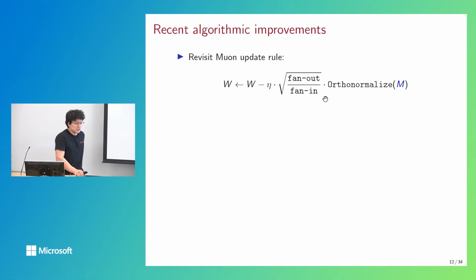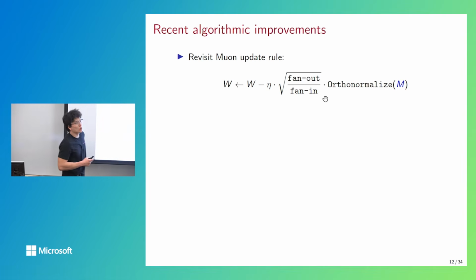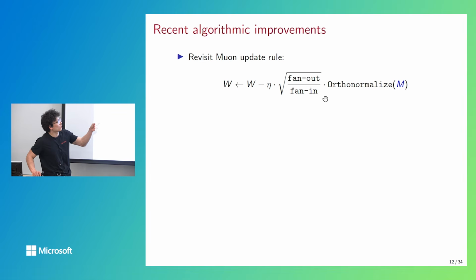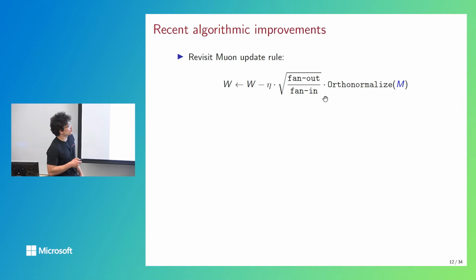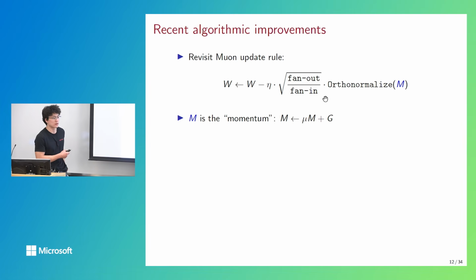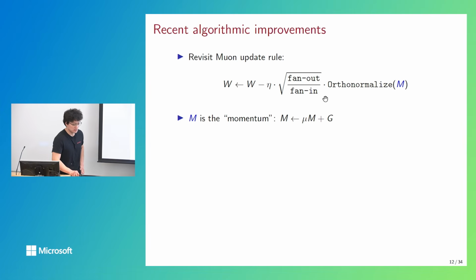So let's revisit the Muon update rule. For matrix parameter W, we have this orthonormalized update. Before, I said it's orthonormalized G, but actually in practice you use M instead of G, the momentum, which is basically a weighted average of gradient across time, just to improve stability. And it's a standard trick in training AI models.